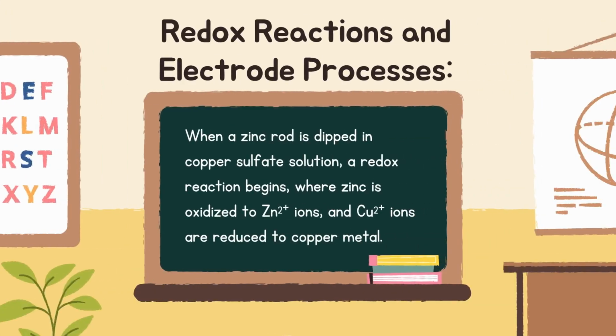What are redox reactions and electrode processes? When a zinc rod is dipped in copper sulfate solution, a redox reaction begins, where zinc is oxidized to Zn2+ ions and Cu2+ ions are reduced to copper metal.